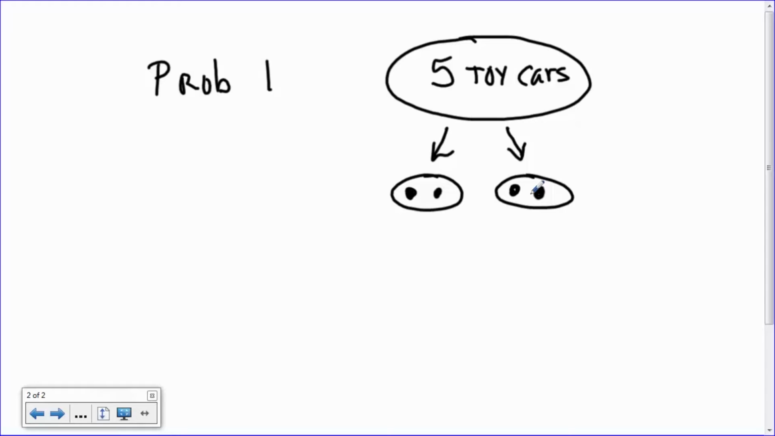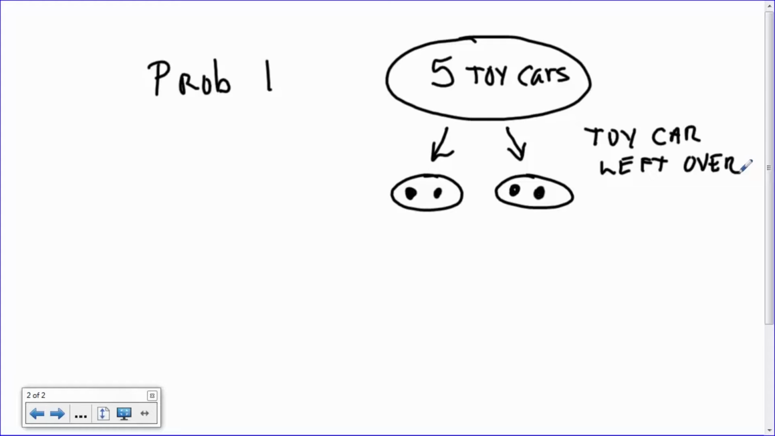Well, it makes no sense to cut it in half, because then you no longer have a toy car. So in this particular situation, they'll have a toy car left over. It's going to represent the remainder. So when 5 toy cars are distributed evenly among the 2 kids, each kid gets 2 toy cars, and that's the answer to the question, and there's 1 toy car left over.